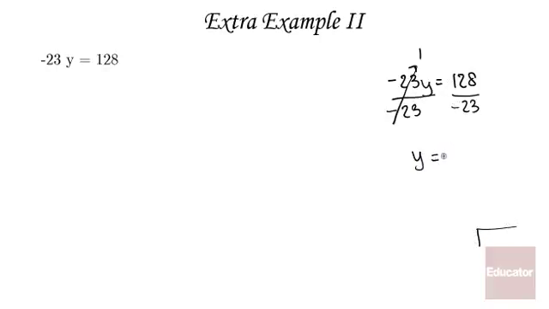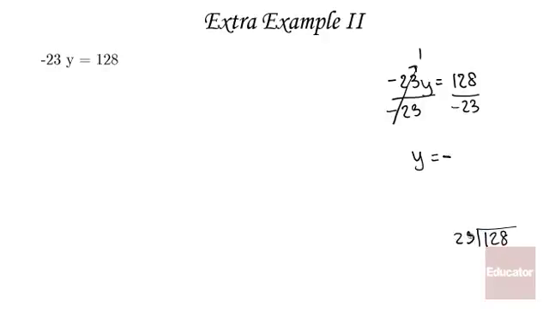Let's try an example here of using the division property of equality. The opposite of multiplying by negative 23 is dividing by negative 23. Negative 23 divided by negative 23 is 1. 1 times y is y. We have to divide. Positive divided by a negative, so let's make sure we put our negative in our answer.